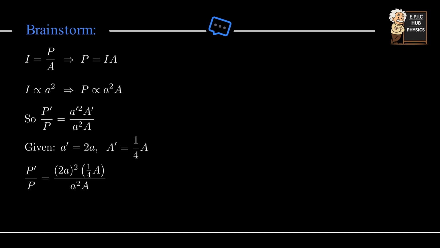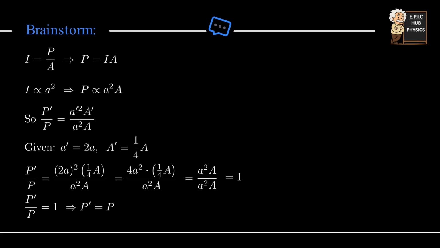First, we simplify the square. (2a) squared equals 4a squared. So the expression becomes 4a squared multiplied by 1/4 A, divided by a squared A. 4 multiplied by 1/4 equals 1. So the numerator becomes a squared A. This is the same as the denominator, which is also a squared A. Therefore, the ratio equals 1. So P' divided by P equals 1. This means the power of the modified beam is equal to the original power. Therefore, P' equals P. This is our final answer.